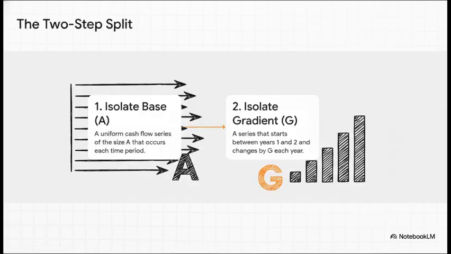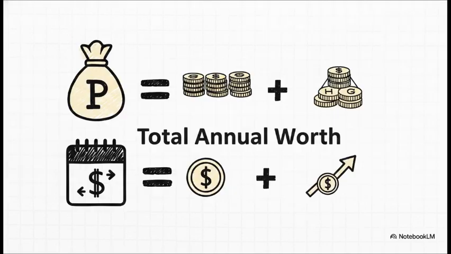And this shows you exactly how it works. First, you pull out that base amount from year 1 and just pretend it's a constant payment, that's your A, that happens every single year. Then, you look at what's left over. And what's left is the pure gradient, which beautifully starts at 0 in year 1 and then just goes up by G every year after that. So because we've sliced the problem into these 2 manageable pieces, solving it becomes a piece of cake. You just find the present worth or the annual worth for each part on its own, and then you just add them together. The total is literally the sum of its parts.